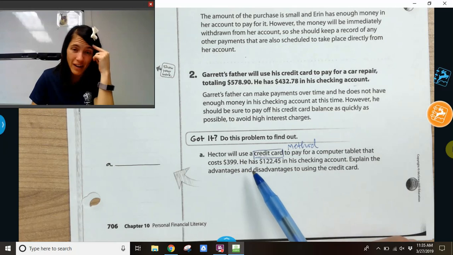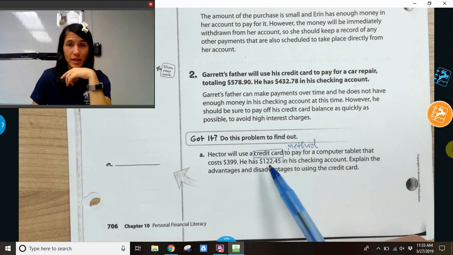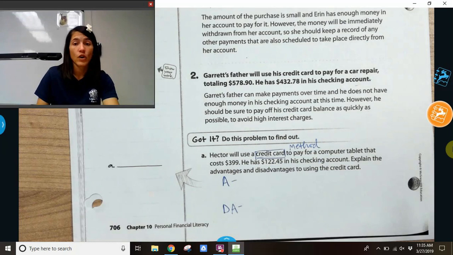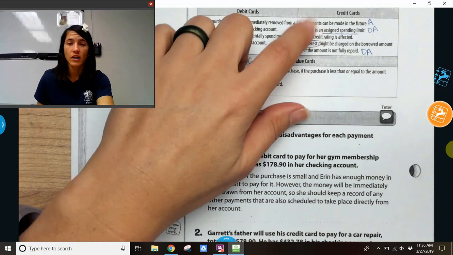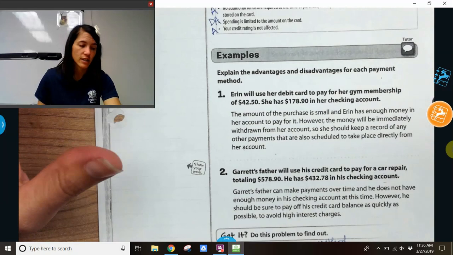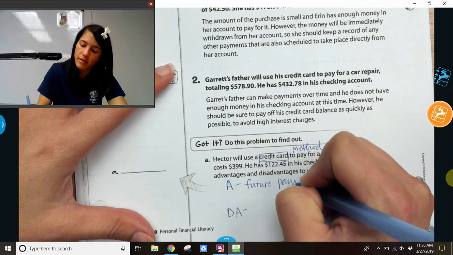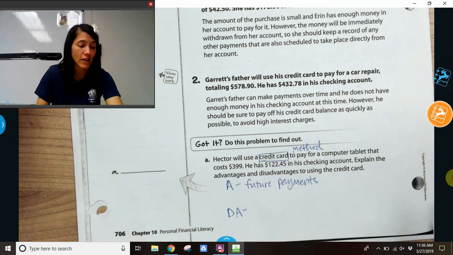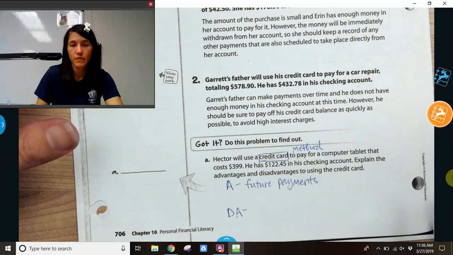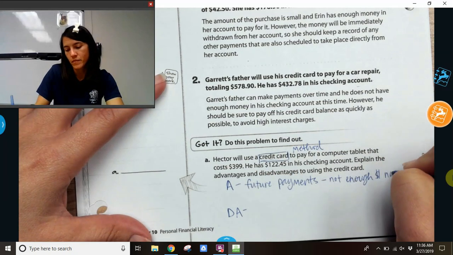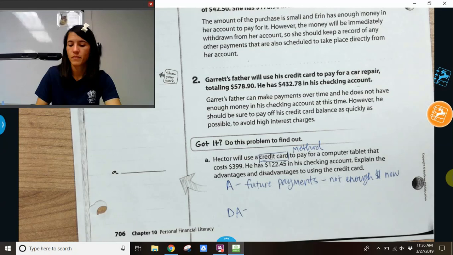So in my mom brain, I'm thinking, then Hector doesn't need to buy a tablet because he doesn't have enough money. But Hector is using a credit card. So we need to list some advantages and some disadvantages for his credit card choice. So we can go up and look at credit card and see the advantages and disadvantages. So one of the advantages is that he can make future payments. So he can buy it now and he can make future payments because he doesn't have enough money.